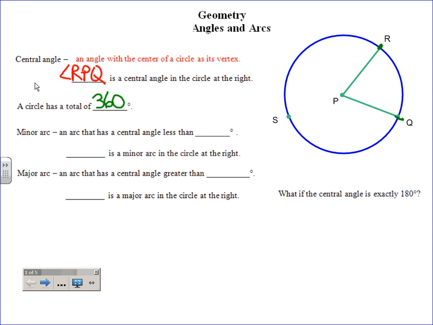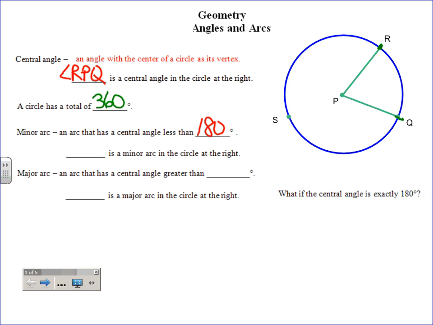what do you suppose that is? You think it's 90? Is it 180? What do you think? A minor arc is less than 180. So if it says it has to be less than 180, does 180 count? No, it doesn't. It has to be less than. So how about 179.9? That counts. How about 21 degrees? Does that count as a minor arc? Yep.